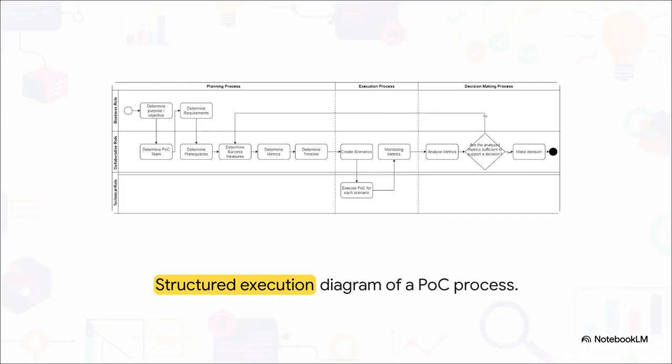When you map this structured execution process out, it highlights the exact intersections between the business, the collaborative, and the technical roles. You define the prerequisites and metrics up front. Then, down in the technical lane, you execute the PoC for each scenario, and you monitor those metrics closely. Those metrics then feed right back up into the collaborative decision-making phase. If the metrics are sufficient, boom, you make your formal architectural decision. It creates this beautiful, closed, logical loop of evidence-based engineering.